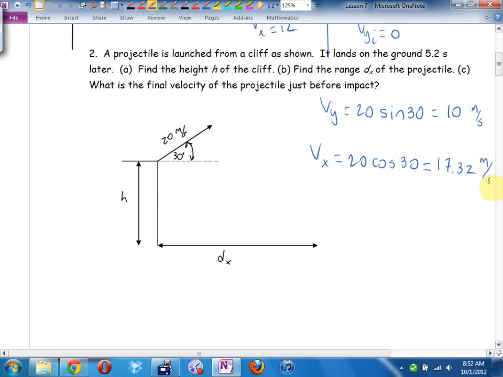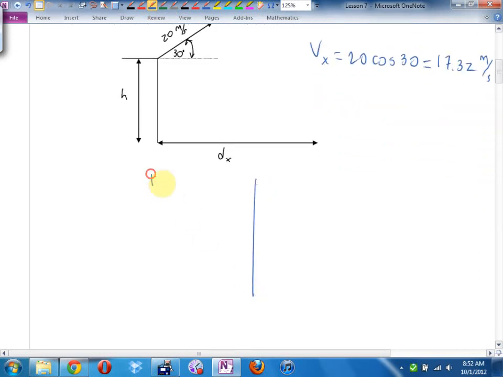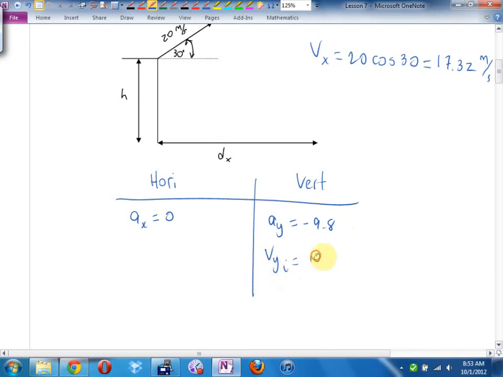So we start out the same way. We'll do our traditional horizontal, vertical. AX equals 0, AY equals negative 9.8, VY initial was 10, VX was 17.32. I can't put a dy or a dx in this column. However, there's one more thing this question told me which I can put on each column. T. What did I say T was? 5.2.